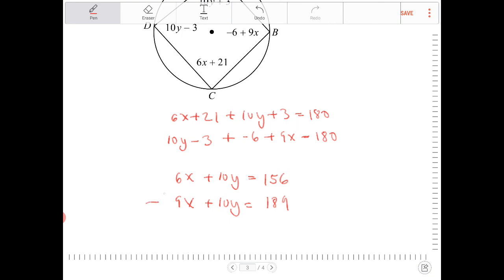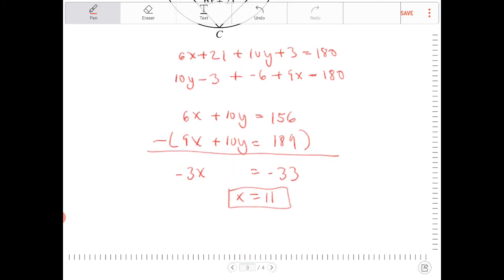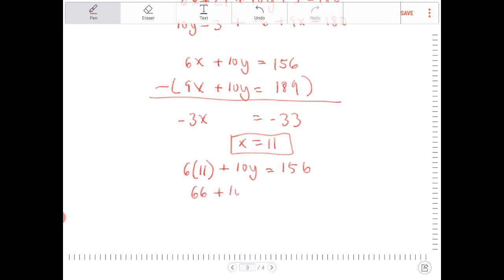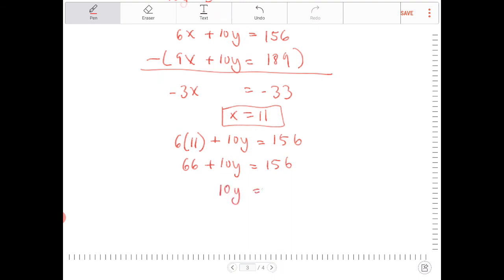If I subtract the bottom equation from the top equation, I will end up with negative 3x is equal to negative 33. x will therefore equal 11. If x is equal to 11, then I will go back and substitute 11 in for x. I get 66 plus 10y is equal to 156. Subtract both sides by 66. 10y is equal to 90, or y is equal to 9. And that's it.